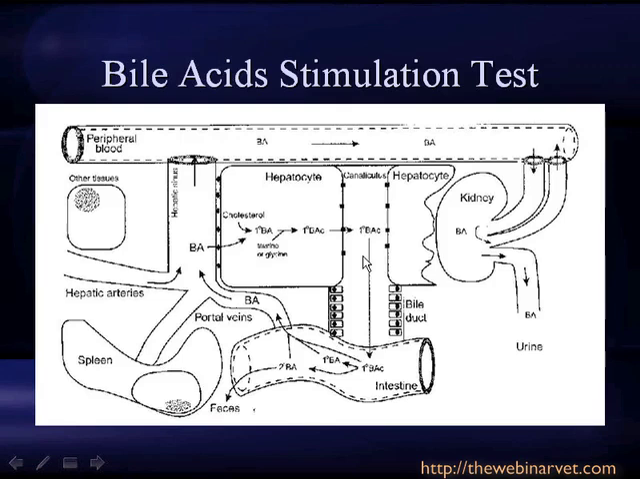If we have an animal which has got impaired hepatic function for any reason, then that recovery process of the bile acids, that clearance of the bile acids, is reduced, and then we start to see higher concentrations of bile acids in the peripheral blood.